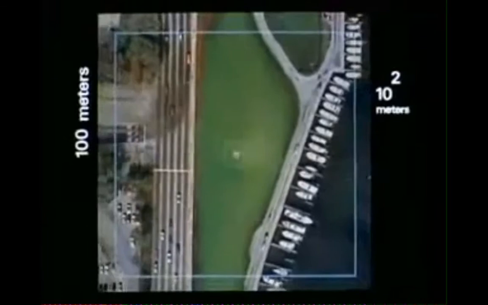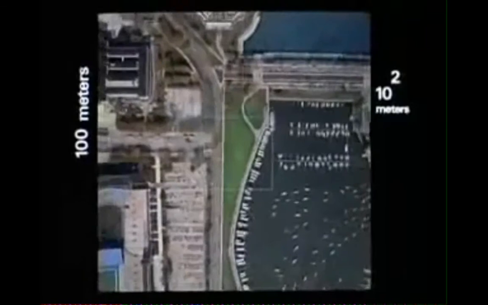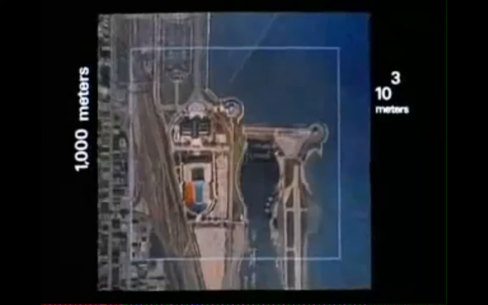100 meters wide. The distance a man can run in 10 seconds. Cars crowd the highway. Power boats lie at their docks. The colorful bleachers are Soldier Field. This square is a kilometer wide, 1,000 meters. The distance a racing car can travel in 10 seconds. We see the great city on the lake shore. 10 to the fourth meters, 10 kilometers. The distance a supersonic airplane can travel in 10 seconds. We see first the rounded end of Lake Michigan, then the whole Great Lake.